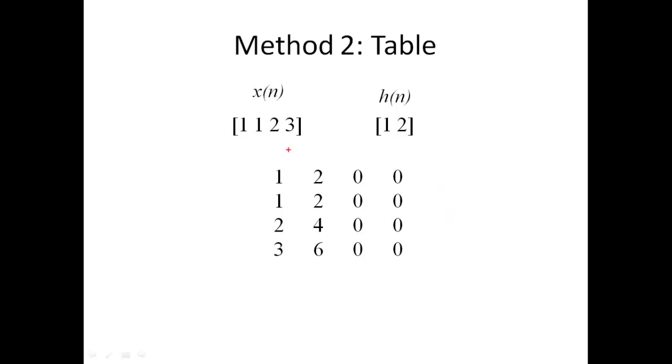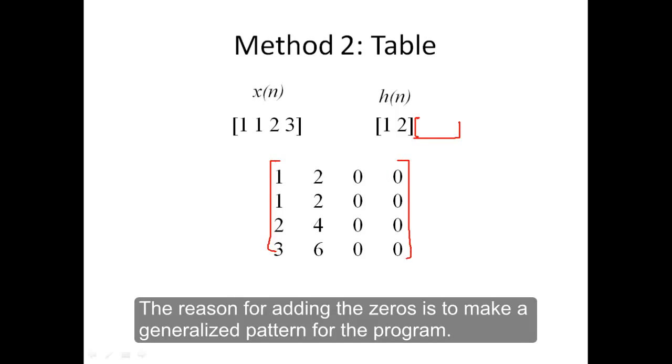Further on, we'll multiply the same column with the second value of h of n, giving us 1 times 2, 2; 1 times 2, 2; 2 times 2, 4; and 3 times 2, 6. Now we see that h of n ends there. For simplicity's sake, just to show how the table works, I've put zeros here so that we end up with a square matrix, 4 rows and 4 columns.